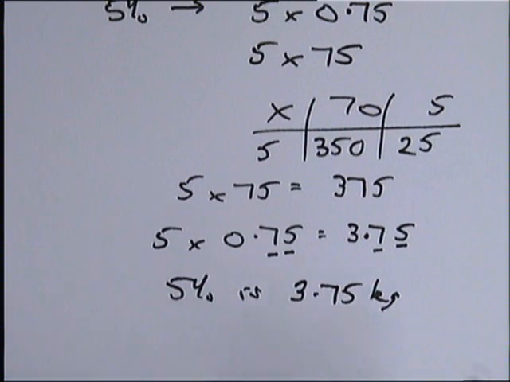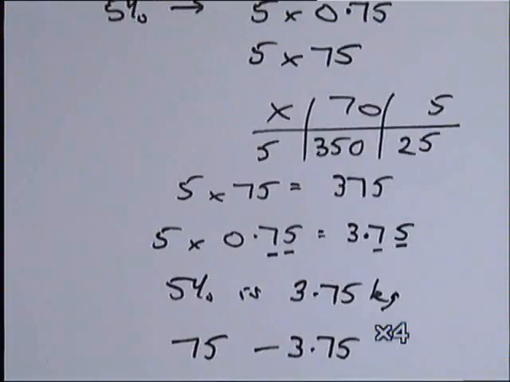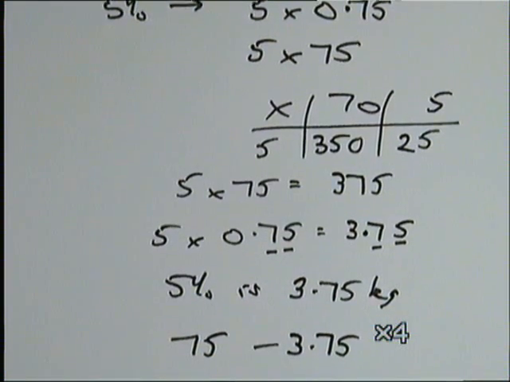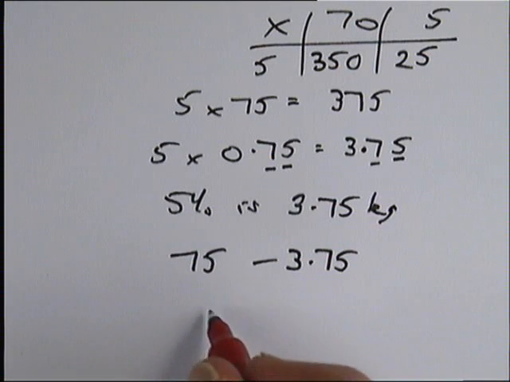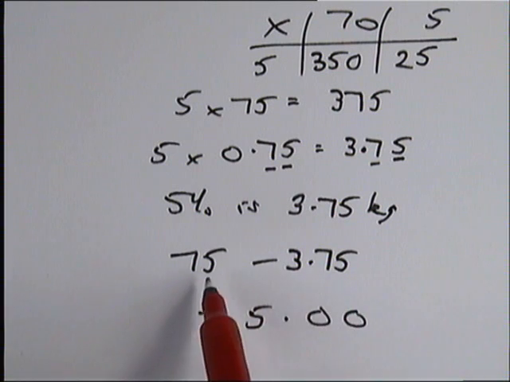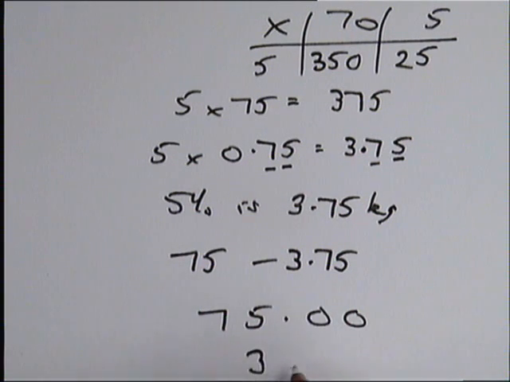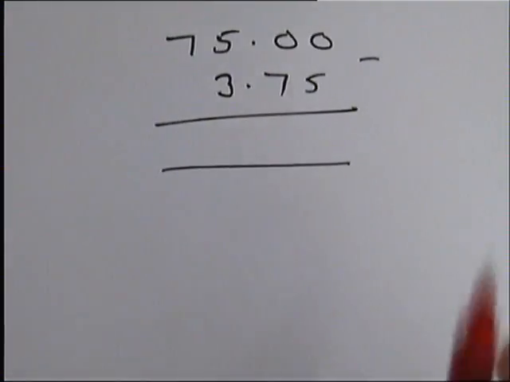And I now, because it's a decrease, need to take that away, take that from the 75 I had to start with. There we go. Take that 3.75 off that 75. If I'm doing that without a calculator, I'll do 75.00. This number's got 2 decimal places, so I'll make this one have it as well. 3.75, and I'm going to do this taking away sum.